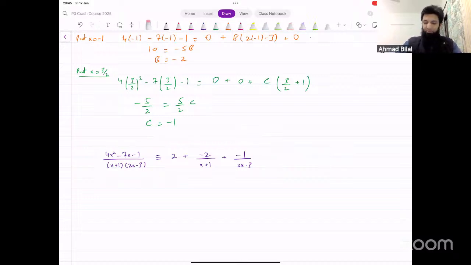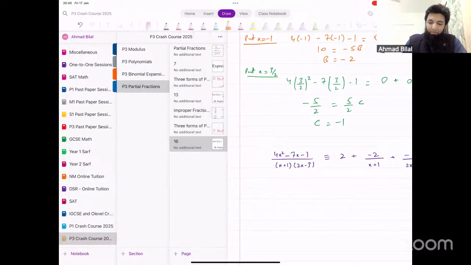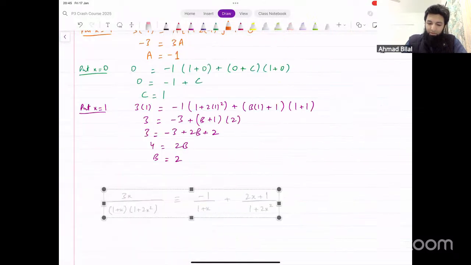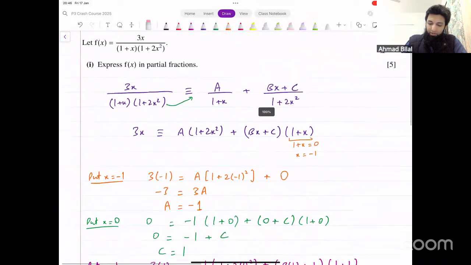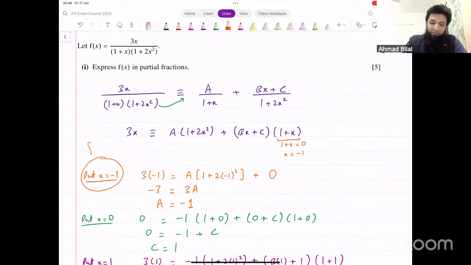Sir, I wanted to ask about one of the questions you did. When we equate the brackets to 0, you could only do that once. So you said that we could just input any x value, like we could input 0 or something. I didn't really understand that. Why can we input x equals -1 here?